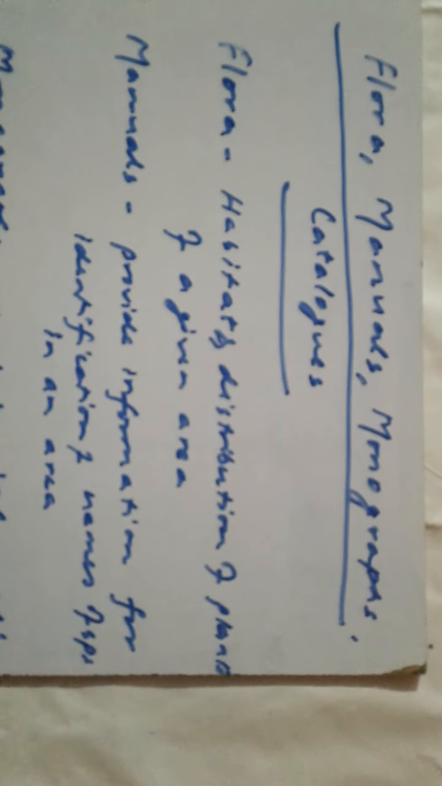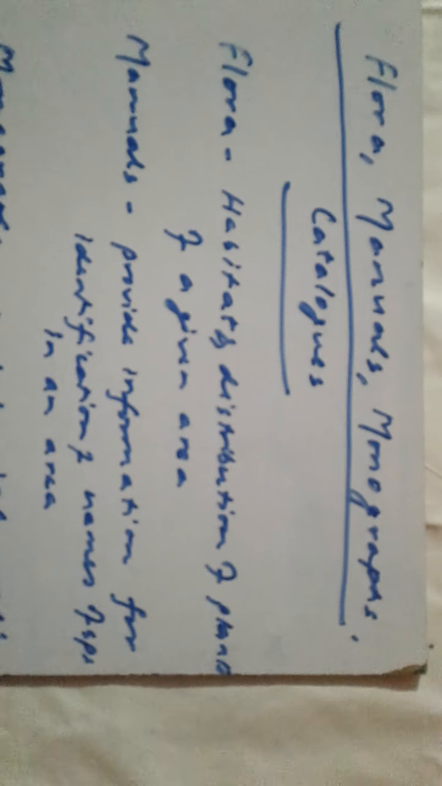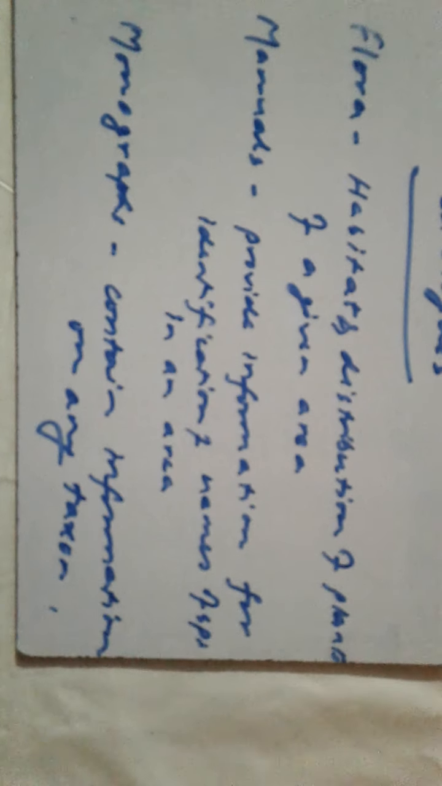So, flora, it tells us about the habitat and distribution of plants of a particular area. Manuals, these provide information for identification of names of species in an area. Monographs, these contain information on any taxon. And catalogs, the list of plants, whatever it is, it's the list.